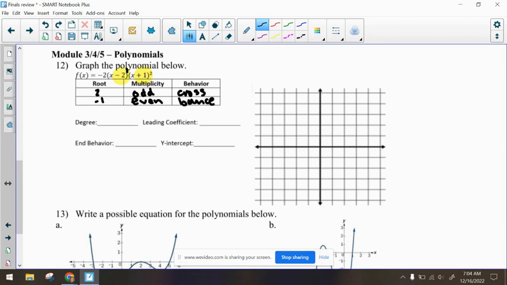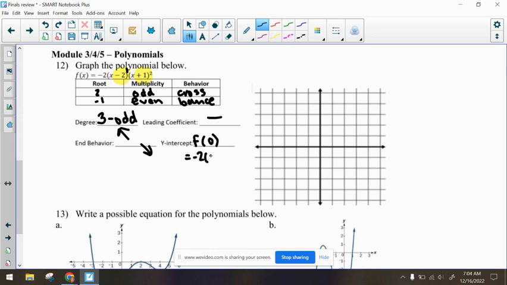The next thing I'm going to look at is my degree, which means I'm going to add up the exponents if we're in factored form. So 1 plus 2 gives me 3. More importantly, 3 is odd, so I know that my endpoints are going to be going in opposite directions. The next part I look for is leading coefficient. For the graphs that we do, we look to the number in front. It is negative, so I know that my right side will be going down, left side going up because odd means opposite.